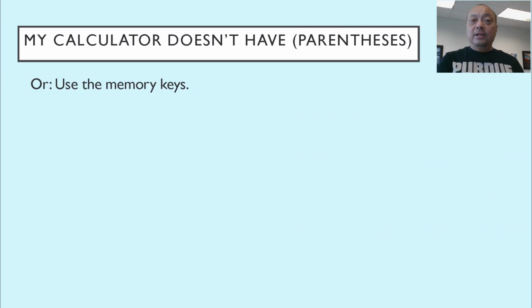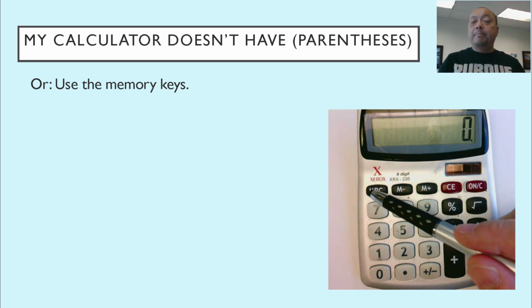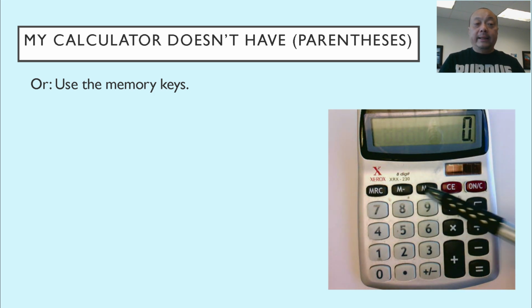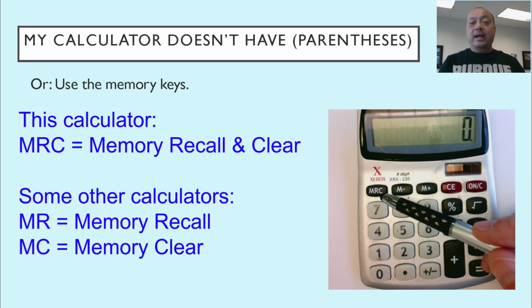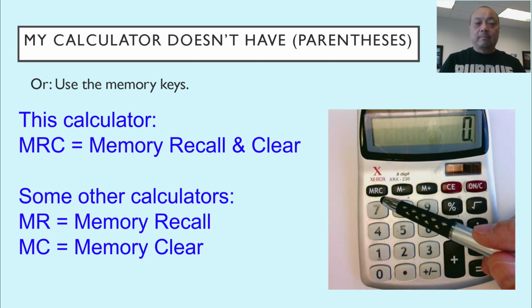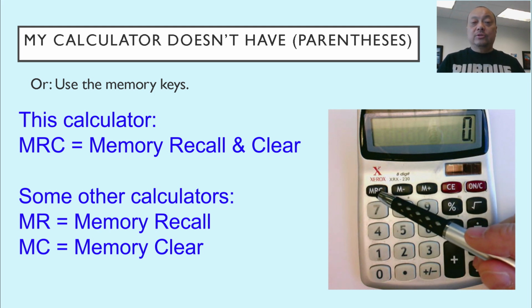The second method is to use the memory key. Many calculators have this row of keys with the letter M, short for memory. On mine, this one says MRC. Many other calculators have two different keys, MR and MC. My MRC key recalls whatever number was stored in memory. So that's the MR part of it.